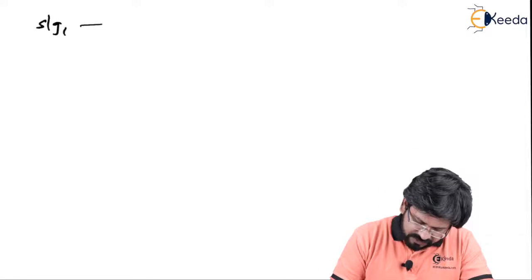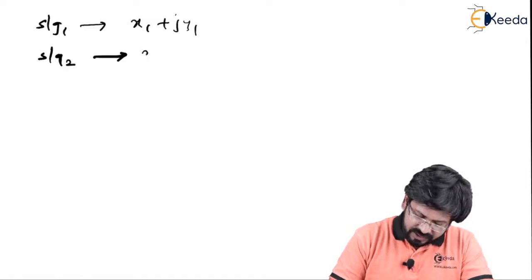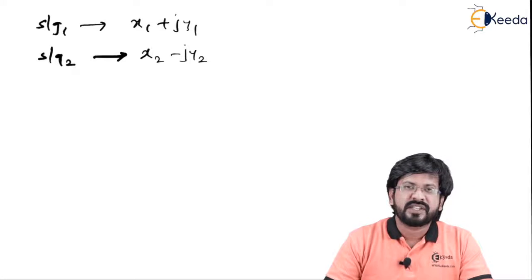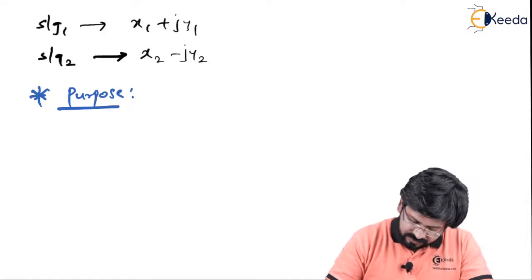Finally, we have signal 1 and signal 2 in rectangular form like this. We have signal 1 as x1 plus j y1, whereas signal number 2 is now represented in rectangular form like this, x2 minus j y2. Now what remains is the purpose why we need another form, that is rectangular form. The purpose is very clear. The purpose is to add or subtract two signals.